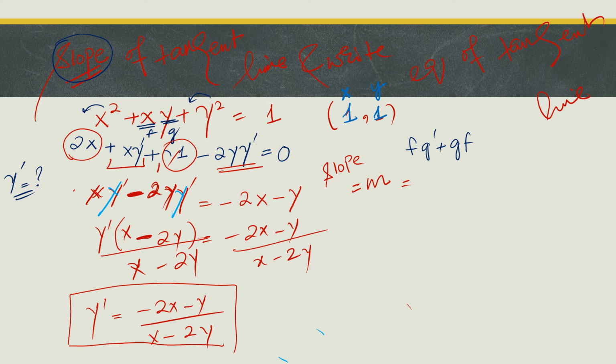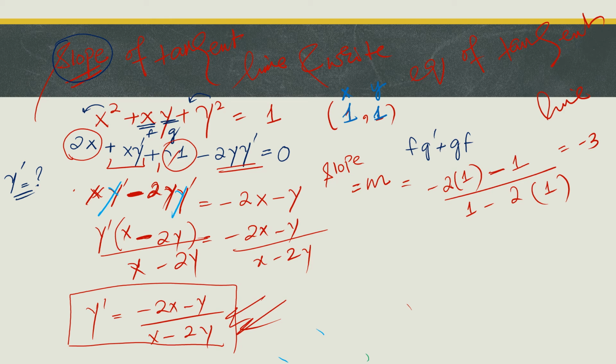So in the derivative, replace x by 1 and y by 1. So what you are going to write, in place of x, just write 1. Focus here: minus y, the value of y is 1. Then x is 1, minus 2, the value of y is 1. So minus 2 minus 1 gives you minus 3, and 1 minus 2 minus 1, so minus. So you will get m as 3.